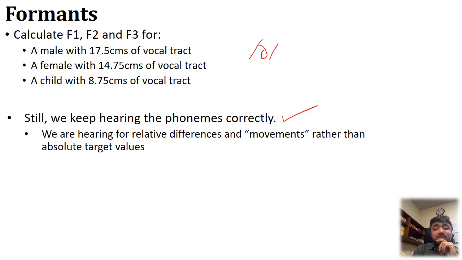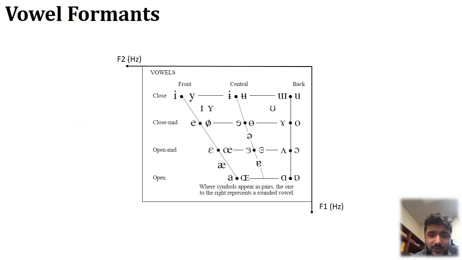Another thing that we learn from this is that we are probably not hearing for absolute target values, like, okay, the F1 should be 500 hertz. Probably this is not what we are hearing for. We are hearing for relative differences and movements. If the formants are going up or going down, if the formants are relatively high or relatively low. So we're looking at differences, movements and relative positioning, rather than absolute target values and absolute differences. All right. So hopefully that is clear. Now with that context, let's proceed.